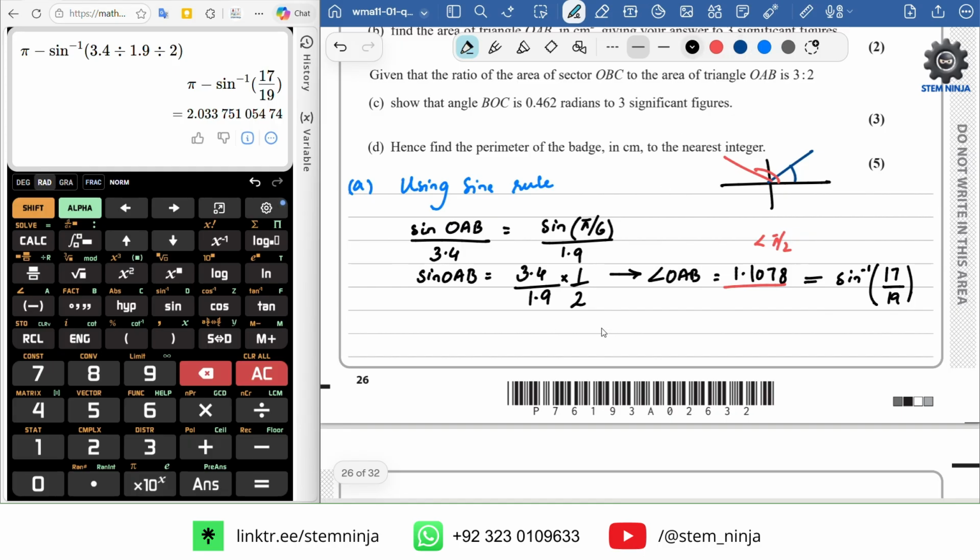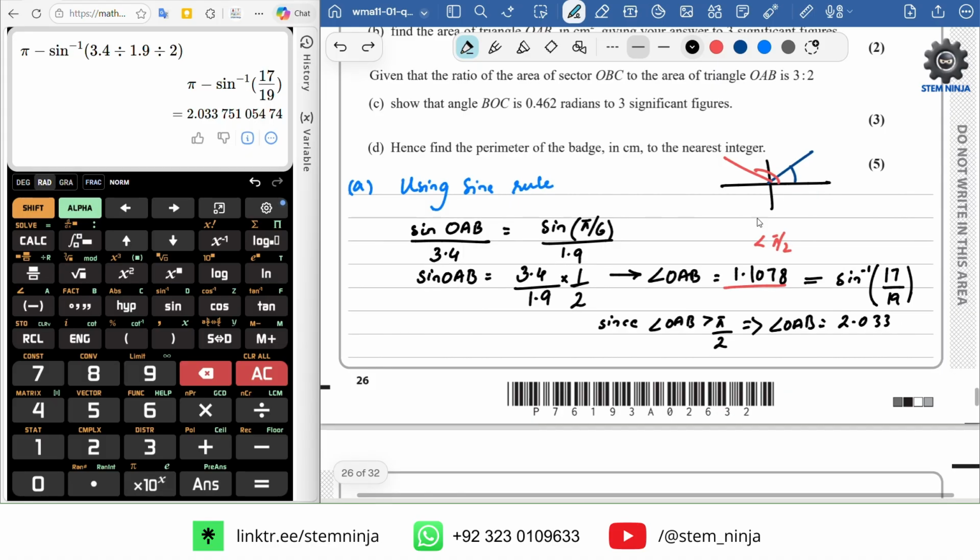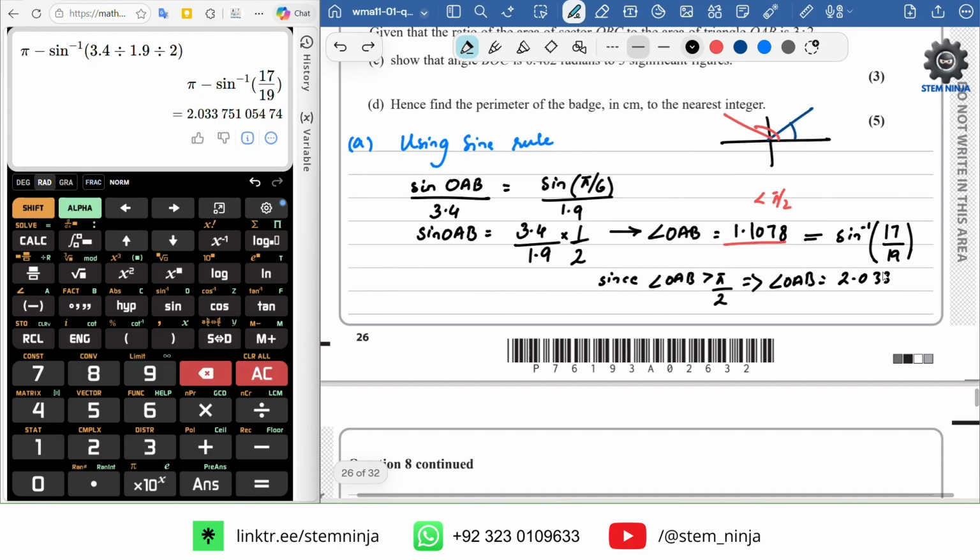Since angle OAB is greater than pi by 2, angle OAB equals 2.0337. Wait, sorry, how many significant figures? 4 significant figures. Okay, so 2.034 radians. So this one is going to give you the acute angle. For the obtuse one, you have to do the pi minus that.